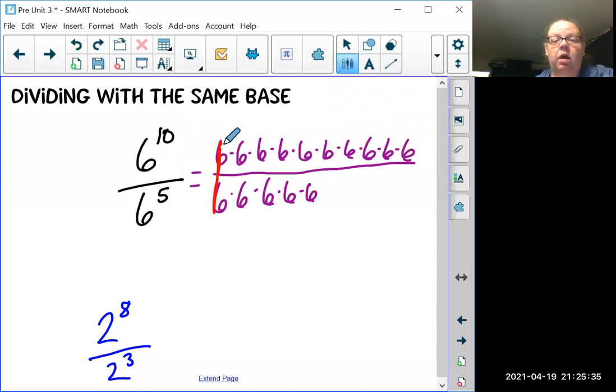So these 6 divided by 6 is 1, so they basically cancel out. These would cancel out, these would cancel out, these would cancel out, and these would cancel out. So the only thing we have left is 1, 2, 3, 4, 5, 6s. So this would be 6 to the 5th.